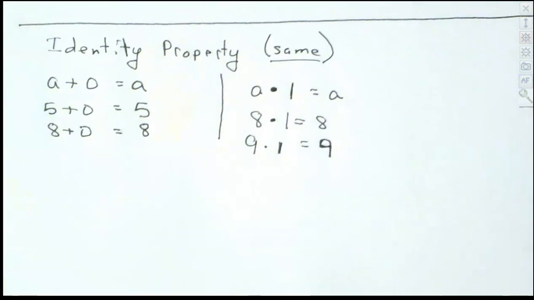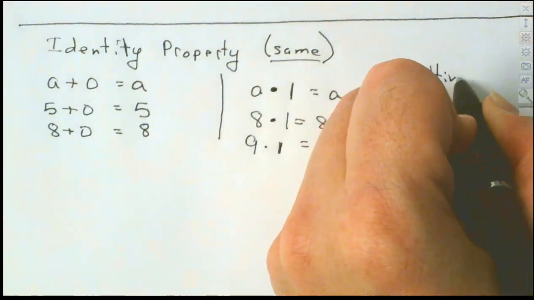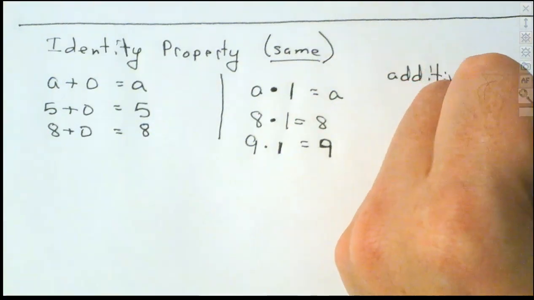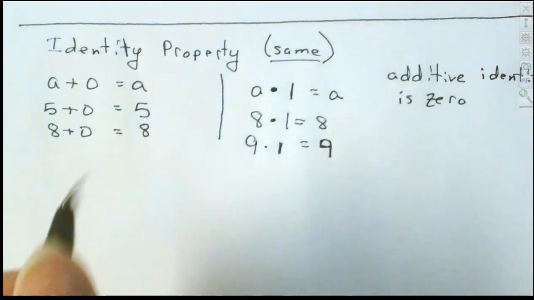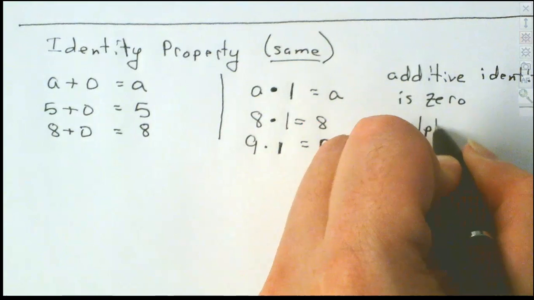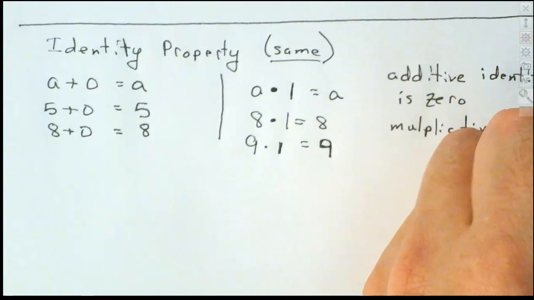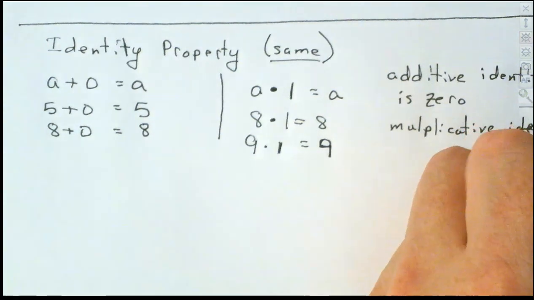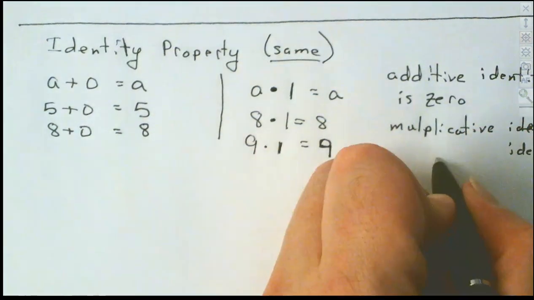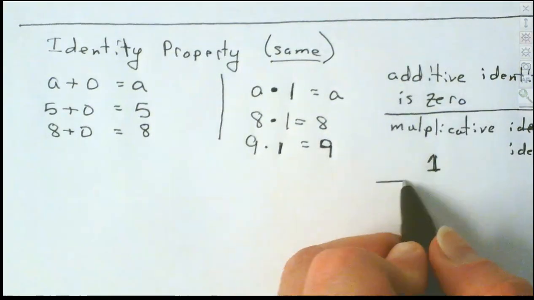So there's an additive identity and there's a multiplicative identity. The additive identity is 0. The multiplicative identity, spell it right here. Multiplicative identity is 1. So the additive identity is 0. The multiplicative identity is 1.